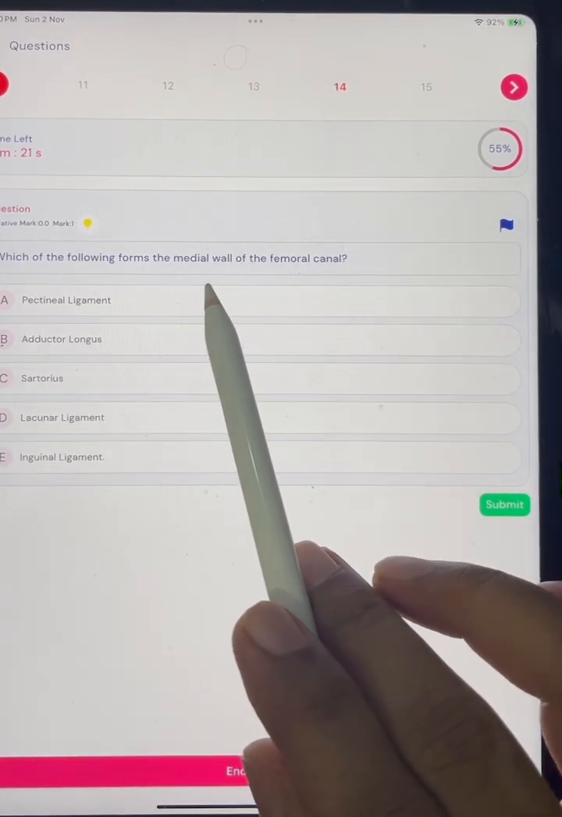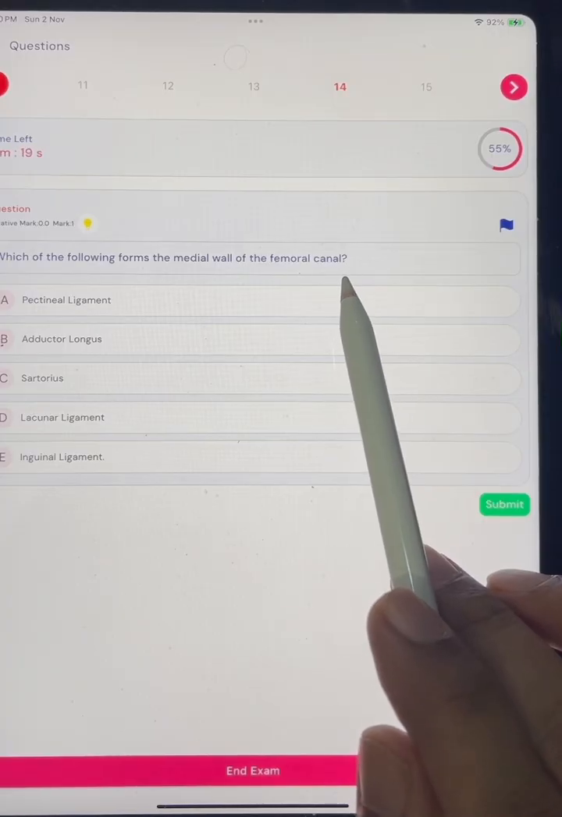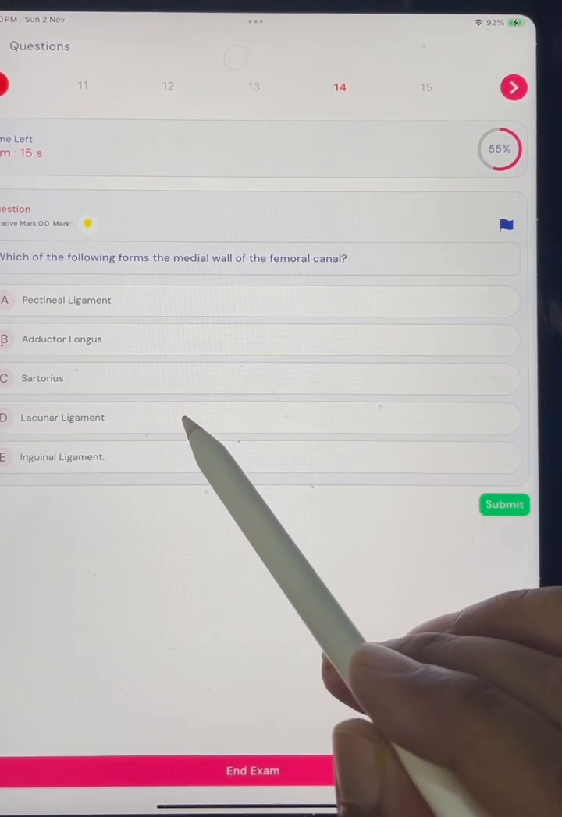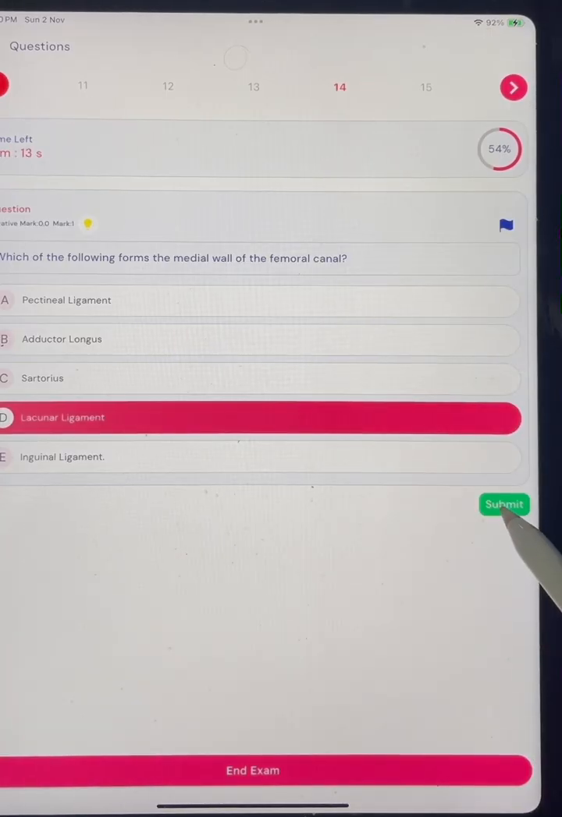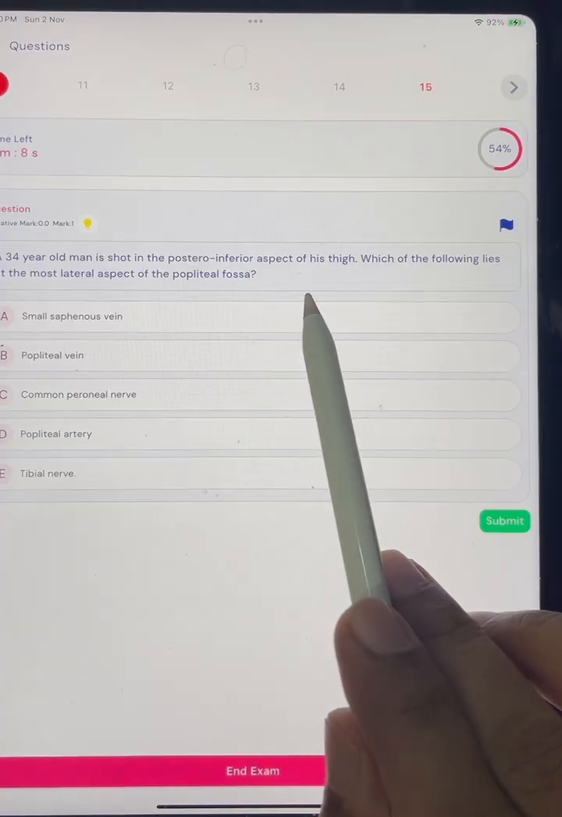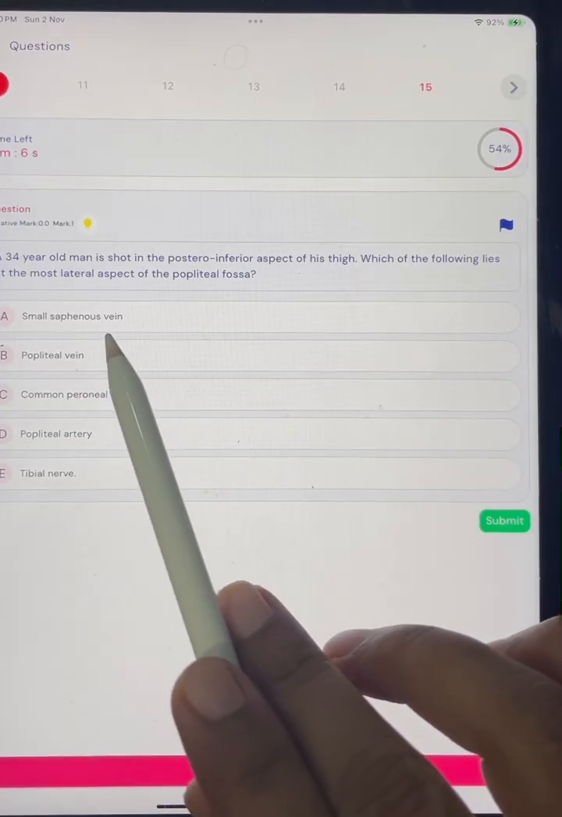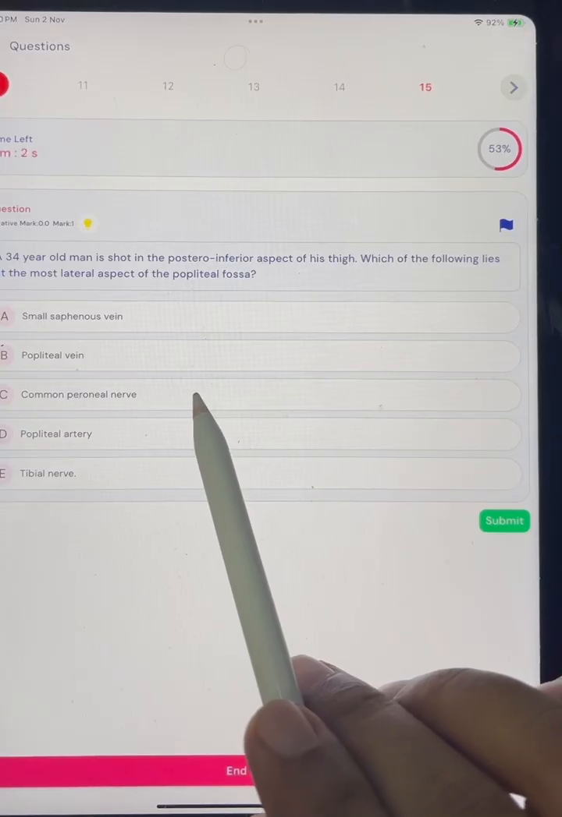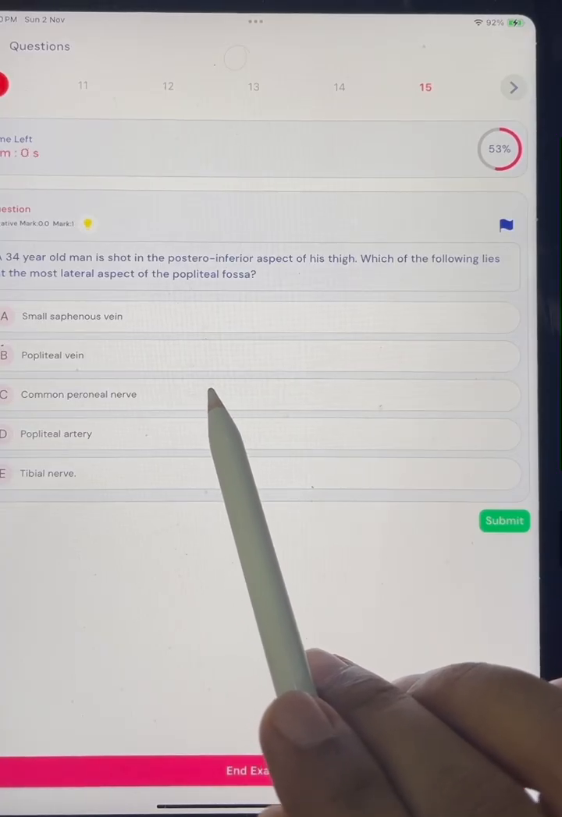Which of the following forms the medial wall of the femoral canal? Shot in the posterolateral aspect of the thigh. Which of the following lies most lateral in the popliteal fossa? Common peroneal.